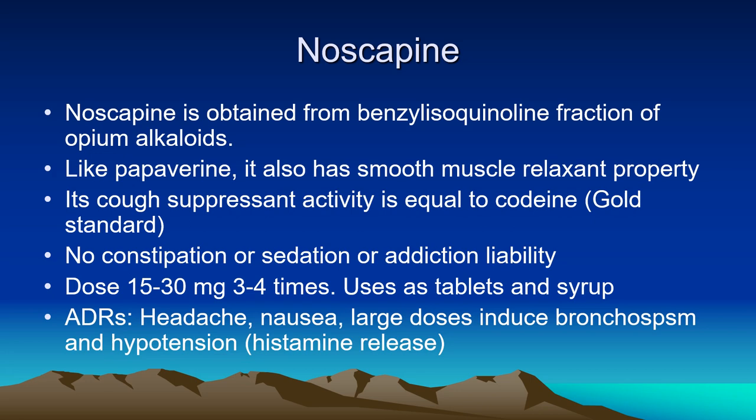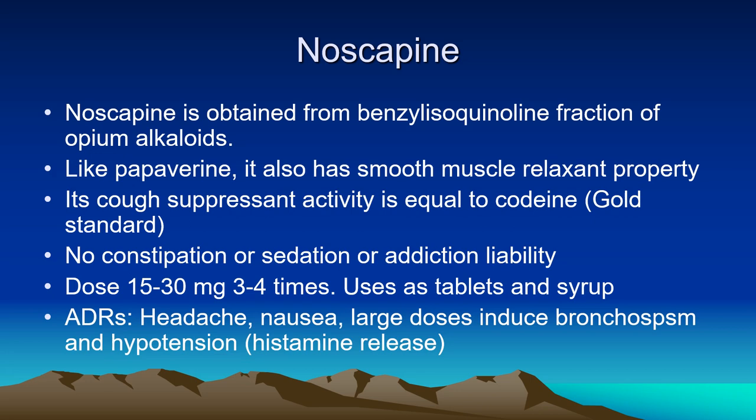Another important drug for dry cough is noscapine. Noscapine is obtained from the benzylisoquinoline fraction of opium, from which papaverine is also obtained. Now this agent has, like papaverine, muscle relaxant activity, and also has cough suppressant activity which is equal to codeine. There is no constipation, sedation or addiction liability with this drug.